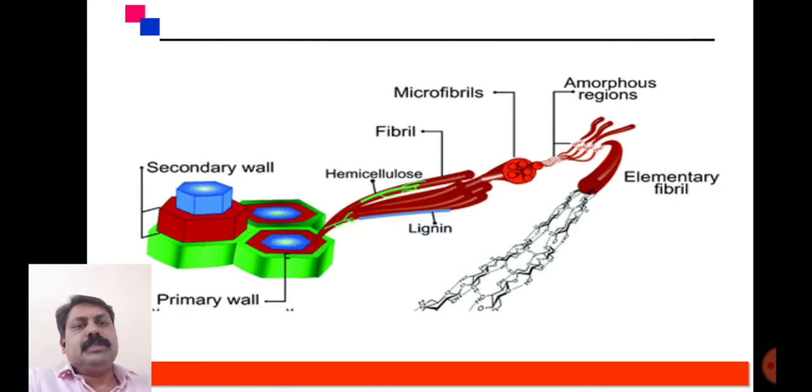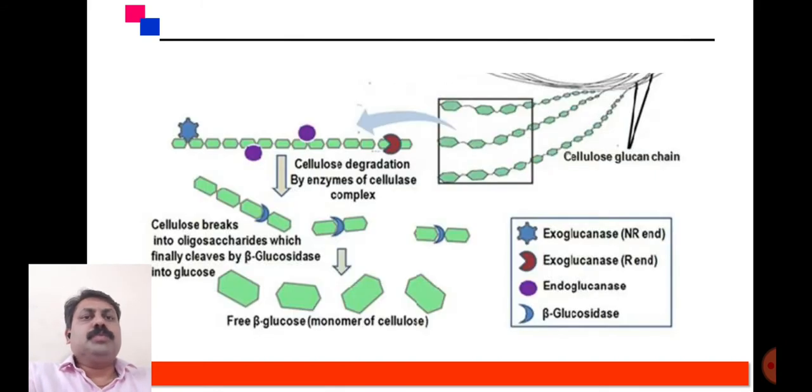So this is the outline. Either we can take the primary wall or the secondary wall. The primary wall is made by cellulose and hemicellulose. These hemicelluloses are chain-like, linear structures. These hemicelluloses combine together to form fibrils. These fibrils contain macrofibrils, then microfibrils, and in the microfibrils there are a number of elementary fibrils. These elementary fibrils are made by cellulose molecules.